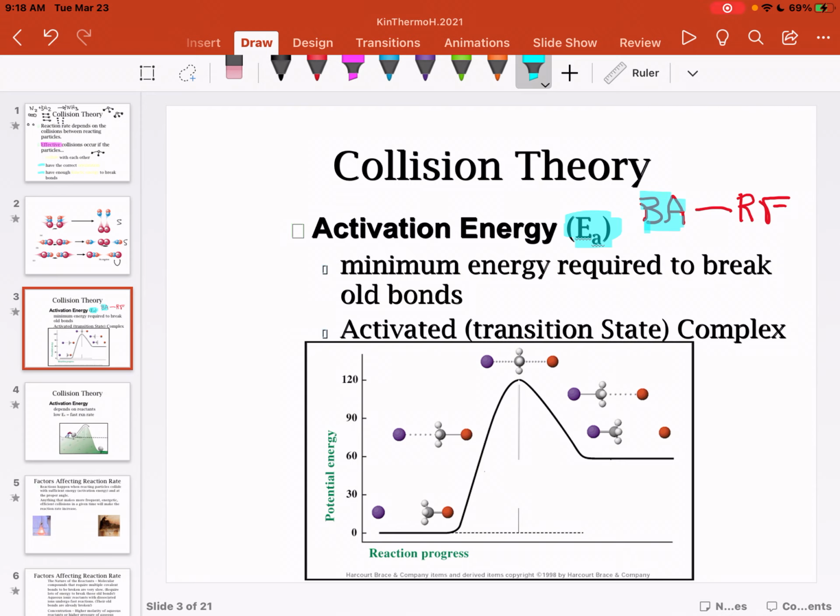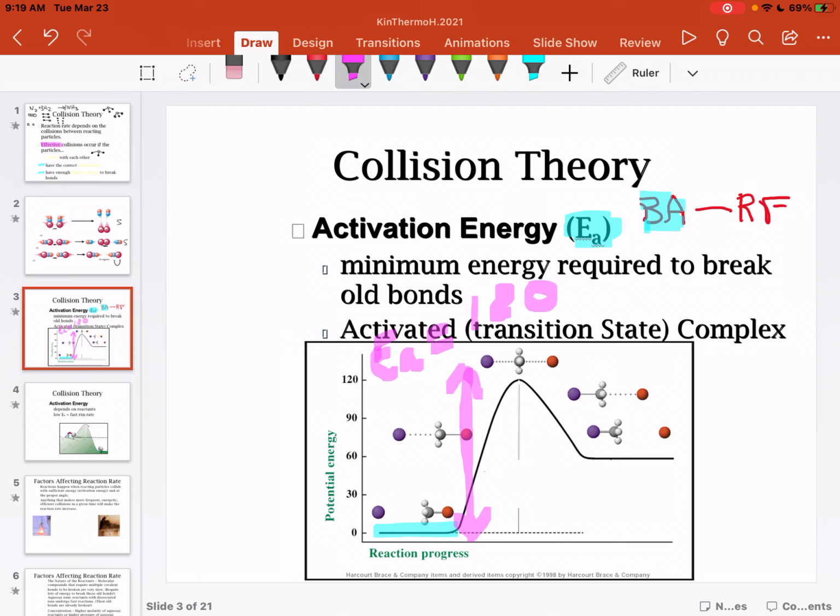So taking a look at the very beginning here, I have my reactants. Reactants, we can see there, have kind of a low potential energy, and you'll see the particle diagrams around the curve indicate that some old bonds are being broken. So the activation energy that we speak of is from reactants to the top of the hill. Reactants to the top of the hill is going to be my activation energy. So in this specific example, from reactants to the top of the hill, my activation energy is 120.